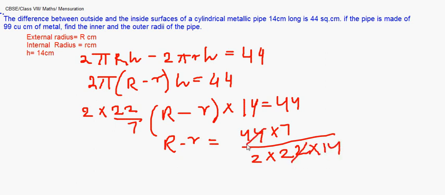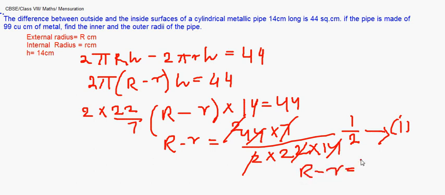This is 2, this gets cancelled, so I'm getting 1 upon 2. This is the first equation. We can see that capital R minus small r is 1 by 2. That is our first equation. I'll erase this which I had numbered, let it be in clarity. This is our first equation.